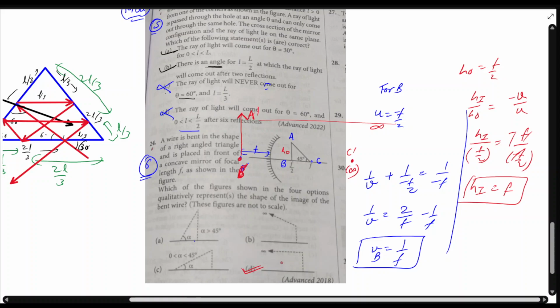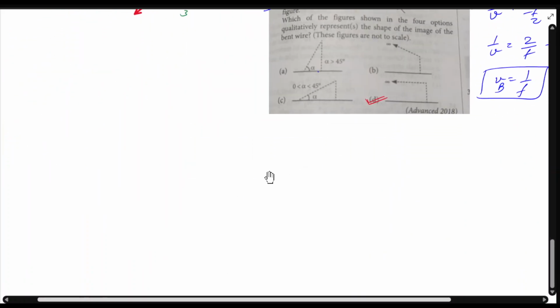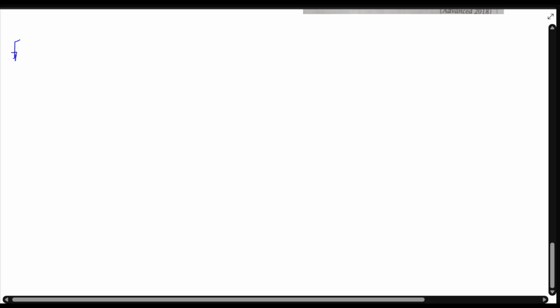Okay. So don't worry about the left or right situation. So it's fine. So you don't have to worry about it. So D will be the option. Okay. Let's move on to our 7th question.